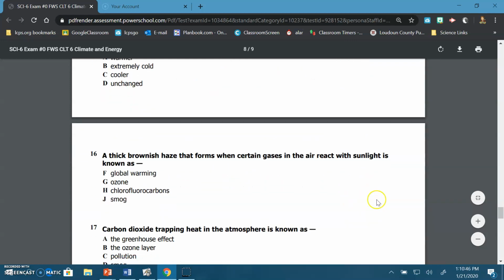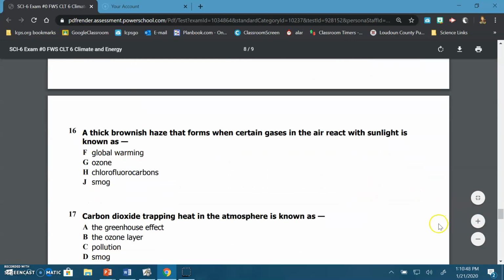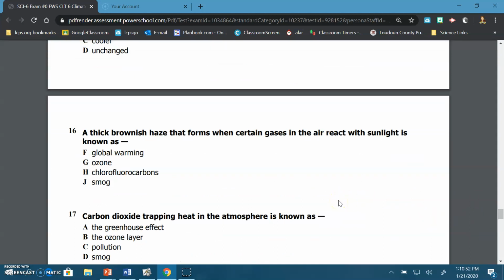Number 16. A thick brownish haze that forms when certain gases in the air react with sunlight is known as F. Global warming, G. Ozone, H. Chlorofluorocarbons, or J. Smog.